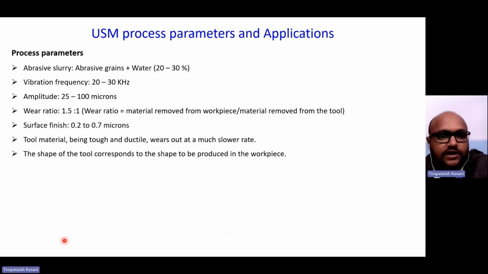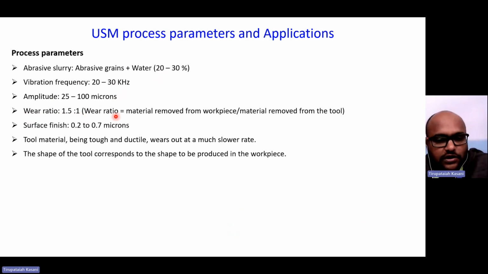Here are the ultrasonic machining process parameters and applications. What are the different process parameters? Earlier in abrasive jet machining, NTD, nozzle diameter, particle diameter, air pressure and airflow were the process parameters. Similarly, here the abrasive slurry, abrasive grains plus water, has a content of 20 to 30%, the vibration frequency is 20 to 30 kilohertz, and the amplitude is 25 to 100 microns, which is the tool motion. Here the wear ratio is 1.5 to 1.